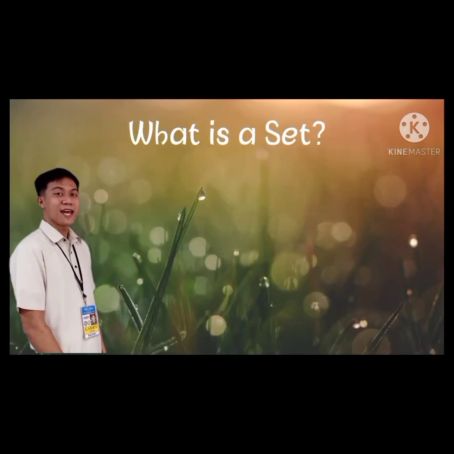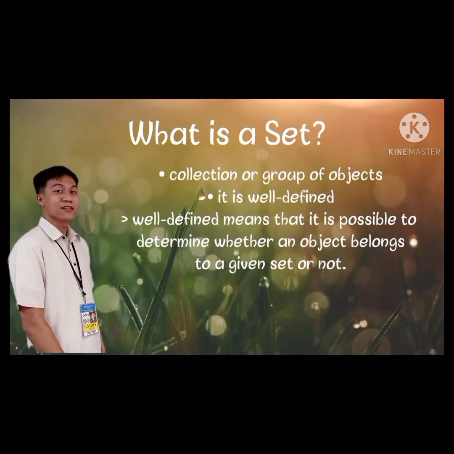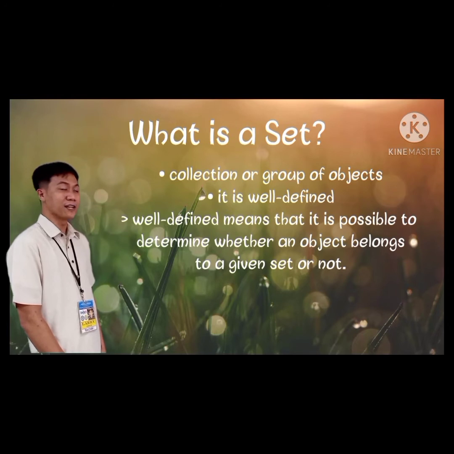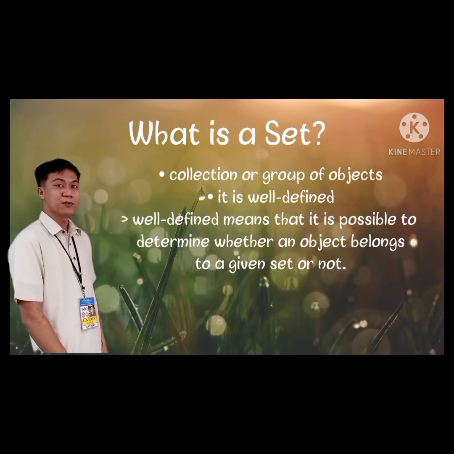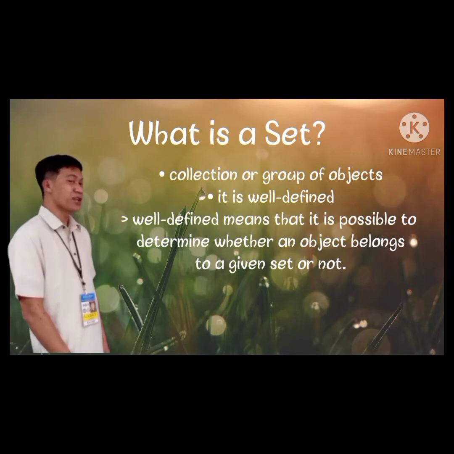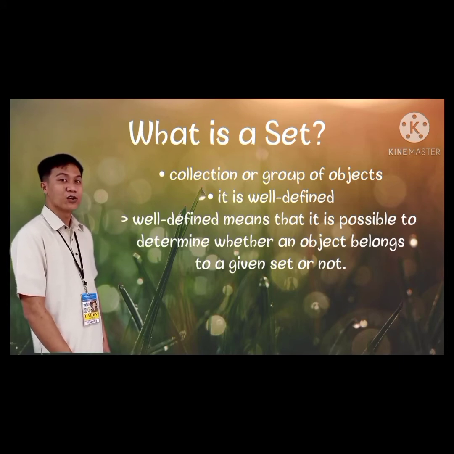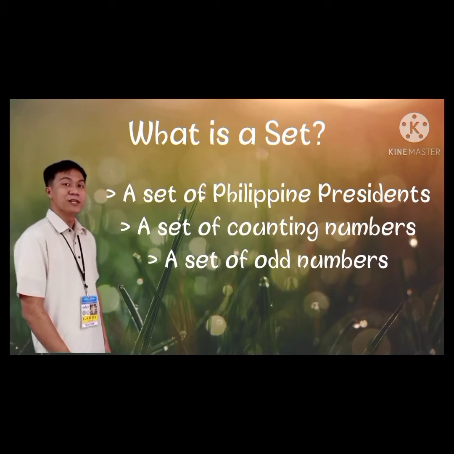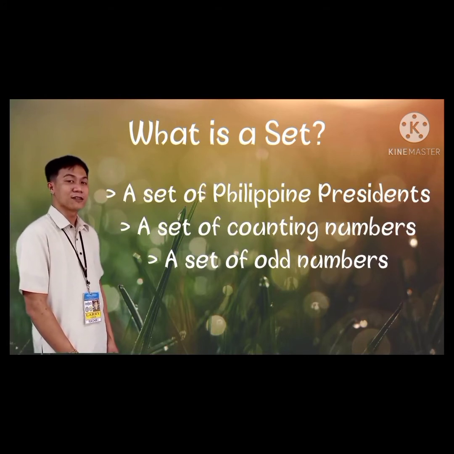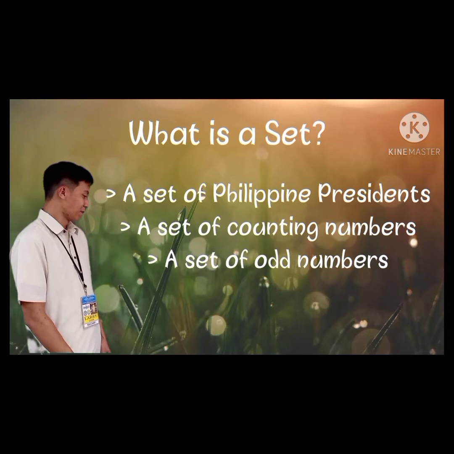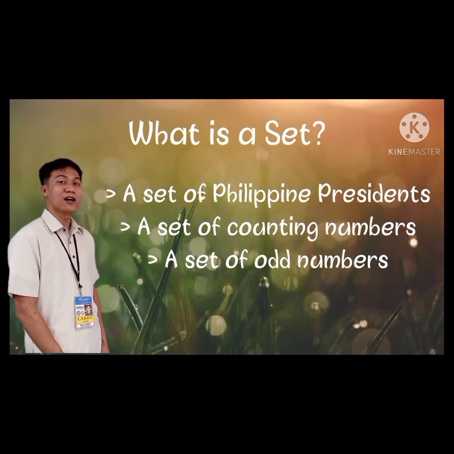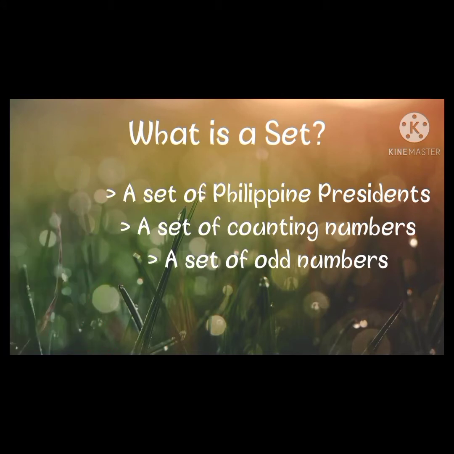Okay, so what is a set? A set is a collection or group of objects. It is well-defined. When we say well-defined, it means that it is possible to determine whether an object belongs to a given set or not. For example, a set of Philippine presidents. So that is an example of a set. A set of counting numbers. And of course, a set of odd numbers.